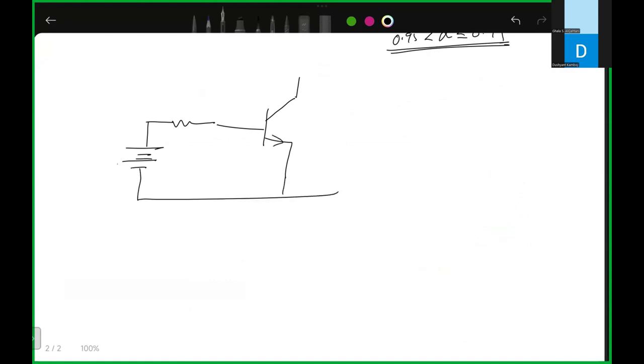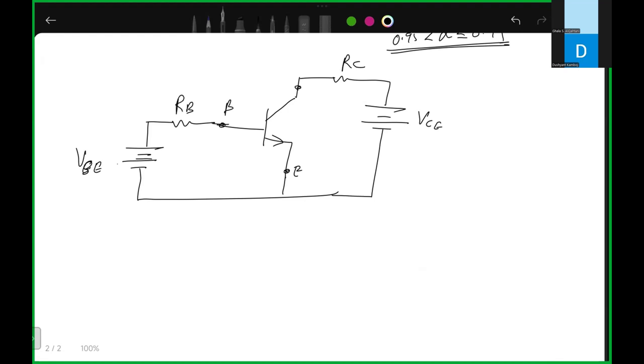So basically this is our emitter terminal, right? And this is your output terminal. This is RC. So we are taking the output here at RC, VCE, sorry, VBE. This is VBE. This is RB this time. This is your base terminal. This is emitter. This is collector. Can you see this circuit? Yes.